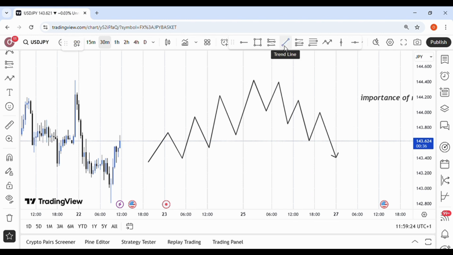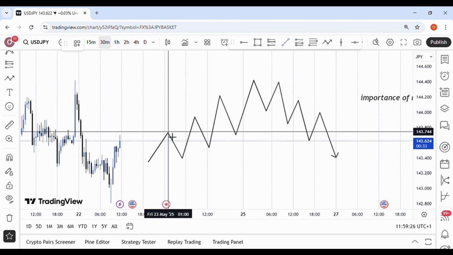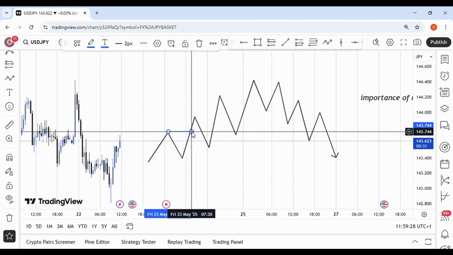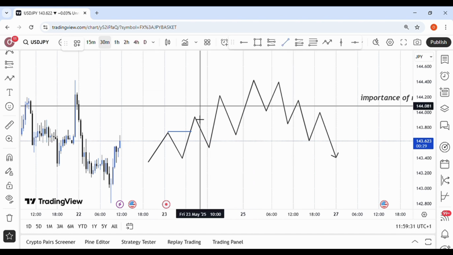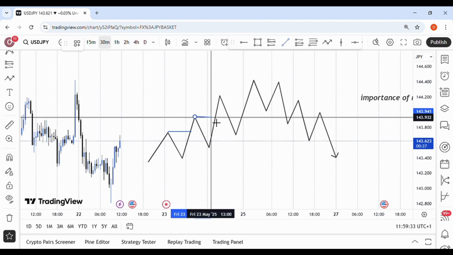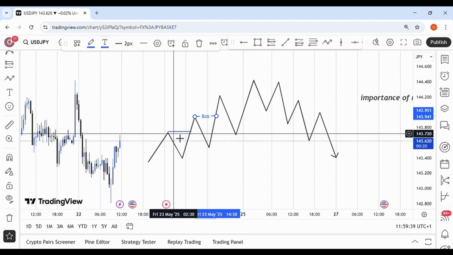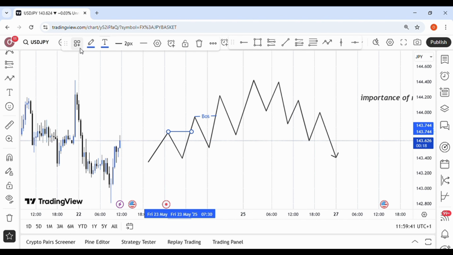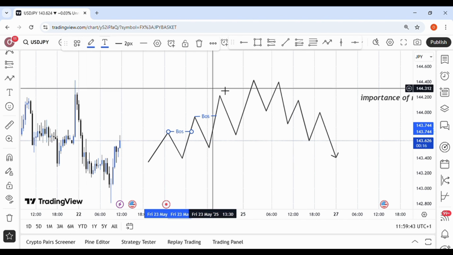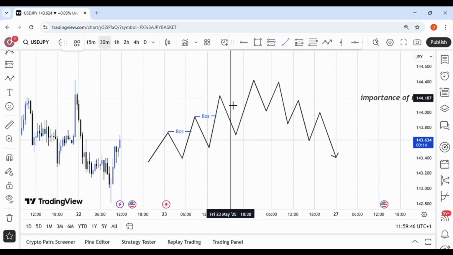Now let's read this particular chart if it's something like this in our chart. From the highest here to here, this is our break of structure. This is our break of structure. Let's be inputting the sign. This is our break of structure.